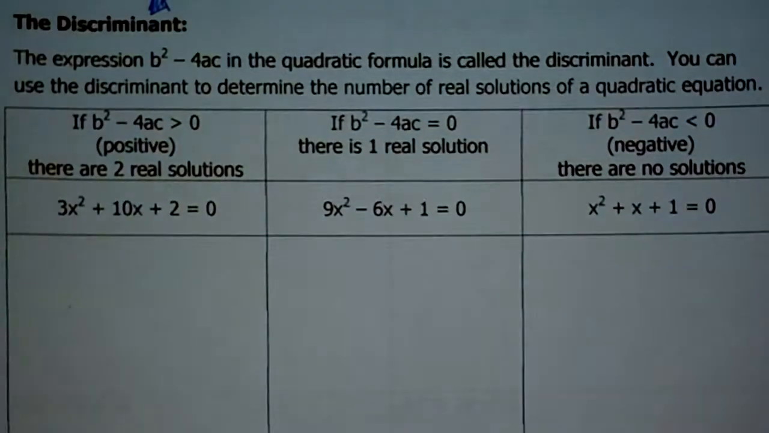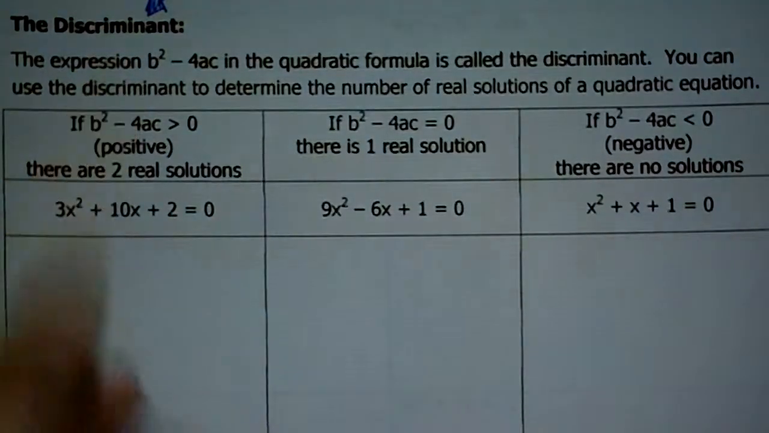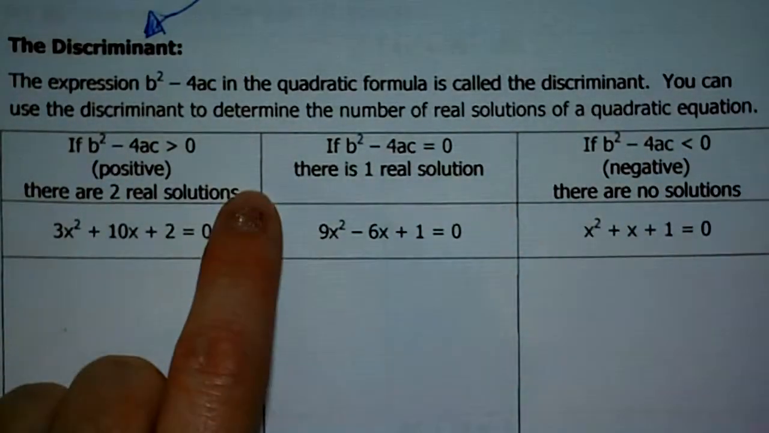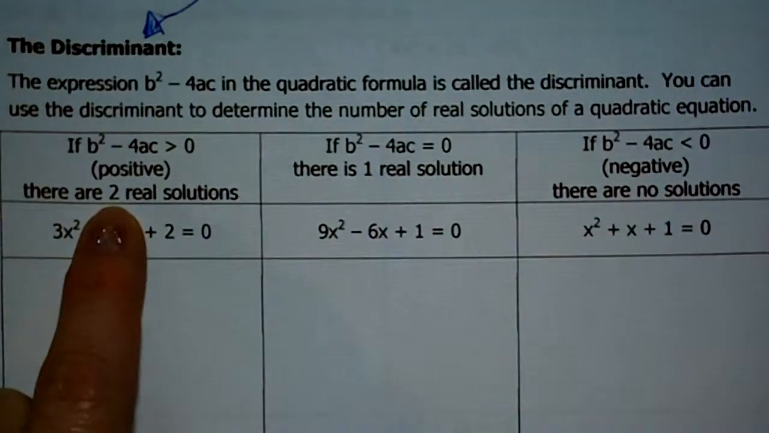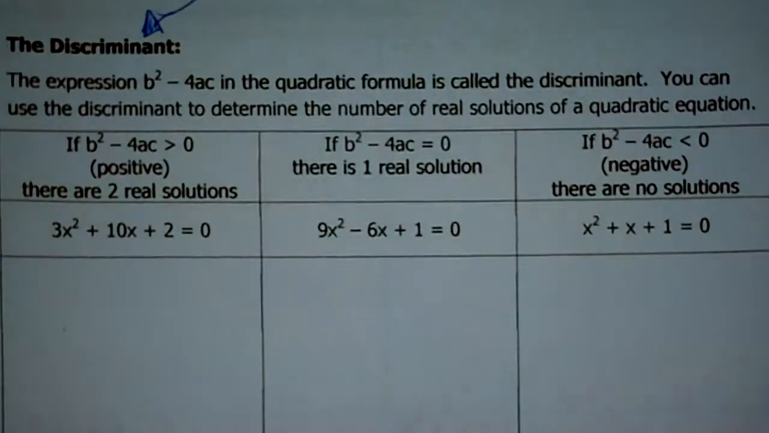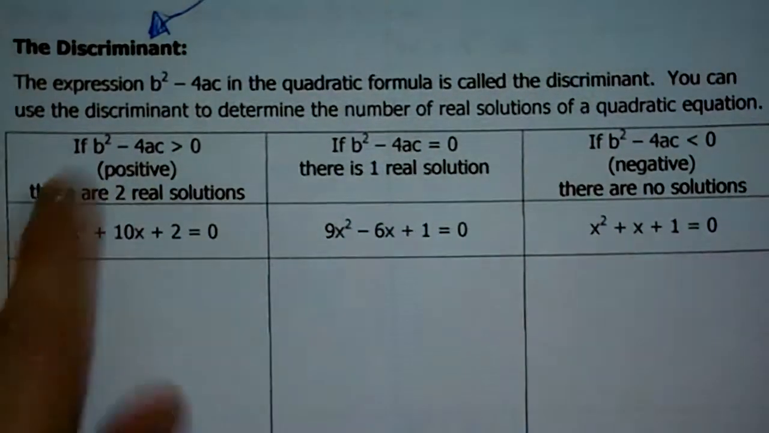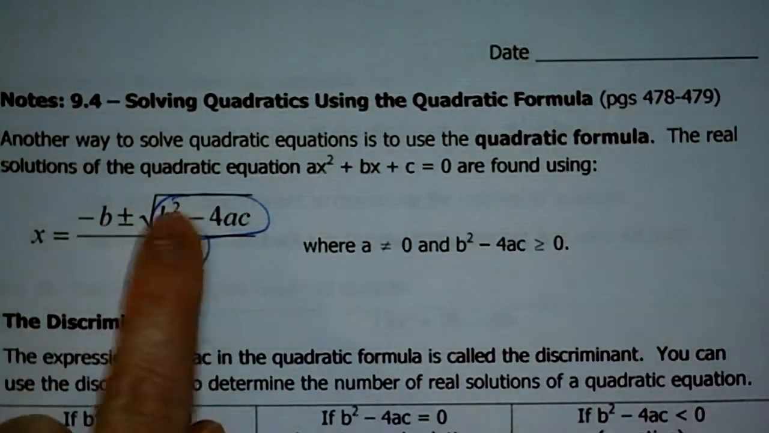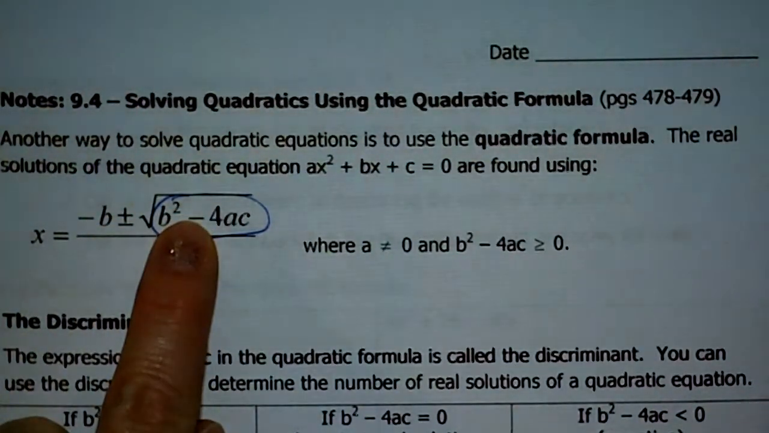Okay, so the b squared minus 4ac part of this formula. That expression is called the discriminant, and you can use it to determine if there's going to be 2 real solutions, 1 real solution, or no real solutions, NRS. So here's how you can tell. If this little portion here is positive, that means I'm going to have a positive and negative version of what's inside. I'm going to end up with 2 solutions.